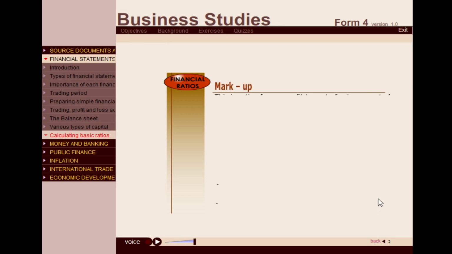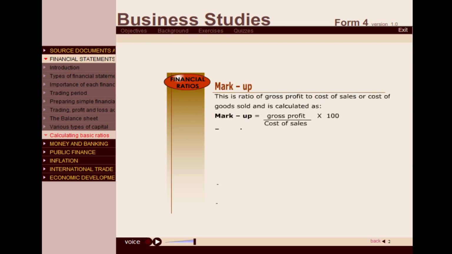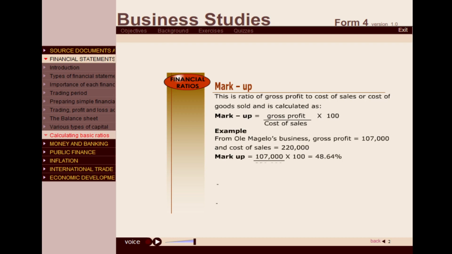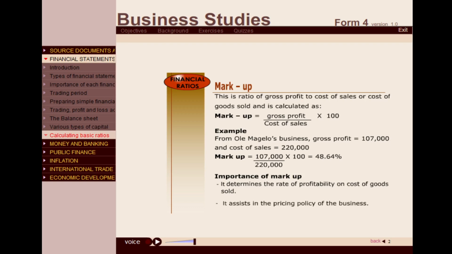Markup. This is the ratio of gross profit to cost of sales or cost of goods sold and is calculated as markup is equal to gross profit divided by cost of sales multiplied by 100. Example from Ole Magello's business, gross profit equals 107,000 and cost of sales equals 220,000 Kenya shillings.